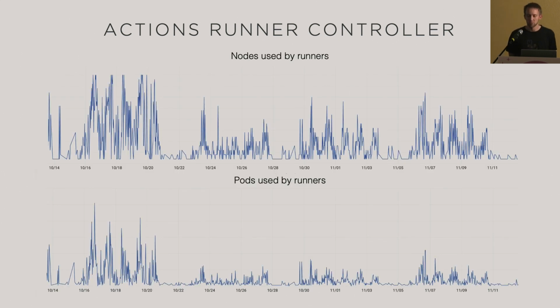So this is how things end up looking over the last month. On the top, we have the number of nodes that we've used. On the bottom, we have the pods that we've used for our runners. And you can see there's a lot of variability here. And again, if we had just tried to pick a magic number for the number of runners that we want to have, then we'd either leave engineers waiting, sitting around in a build queue, or we'd be wasting resources by over-provisioning.